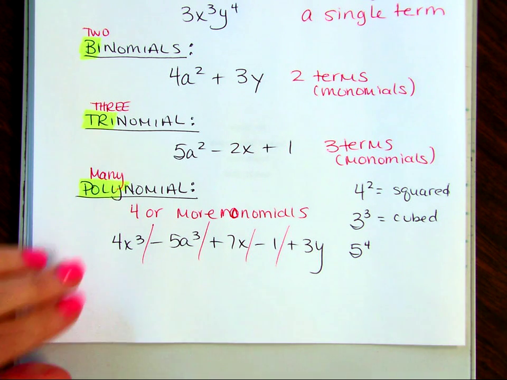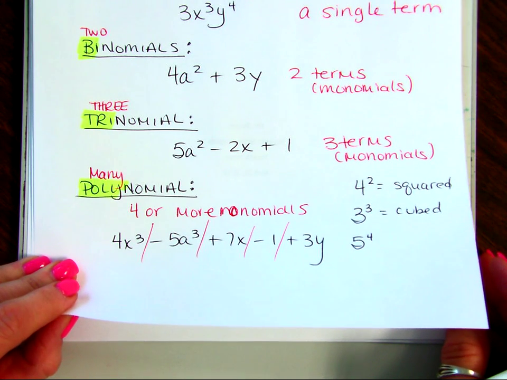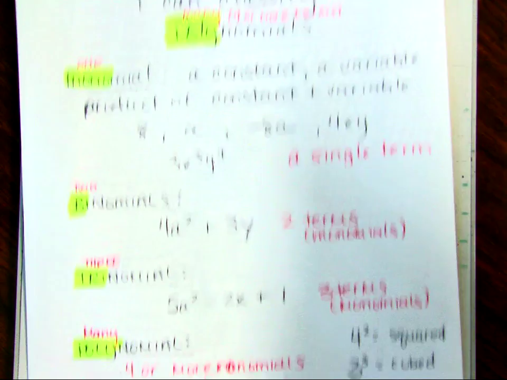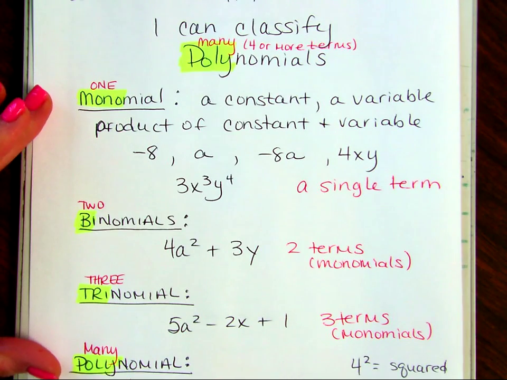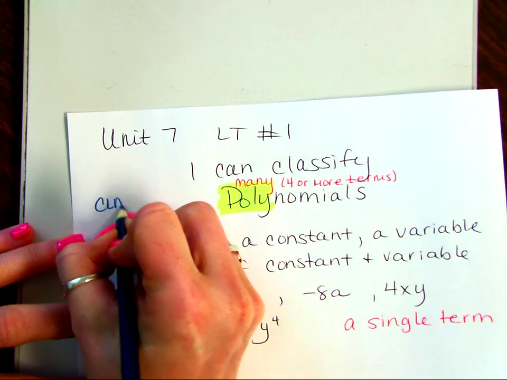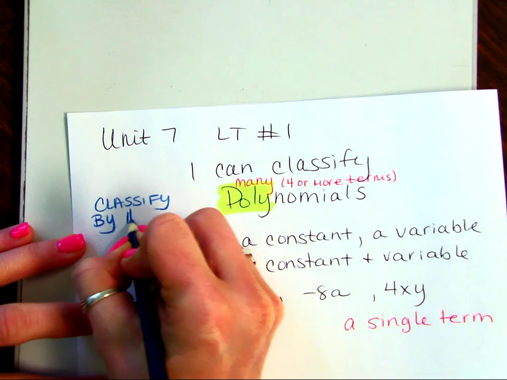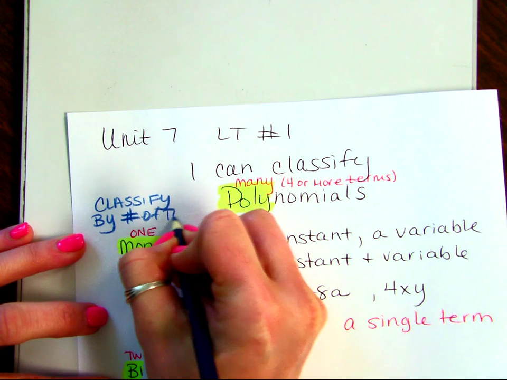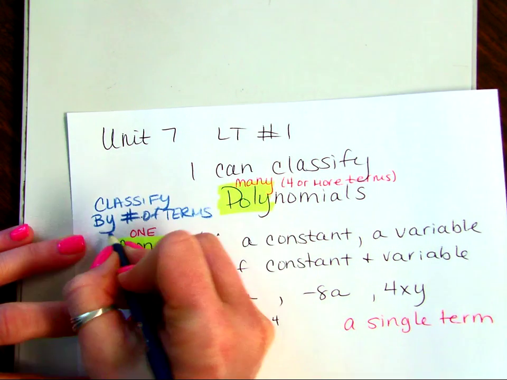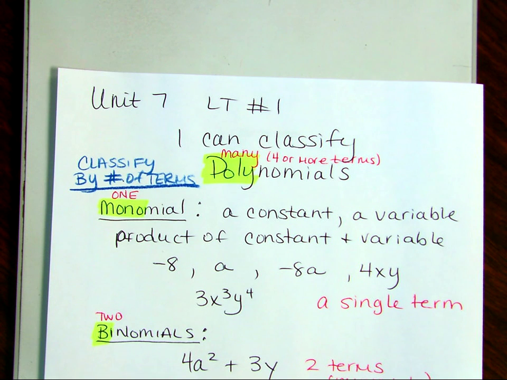So next we want to talk about how to classify. There's 2 ways to classify. Let's do this. This is by the number of terms.